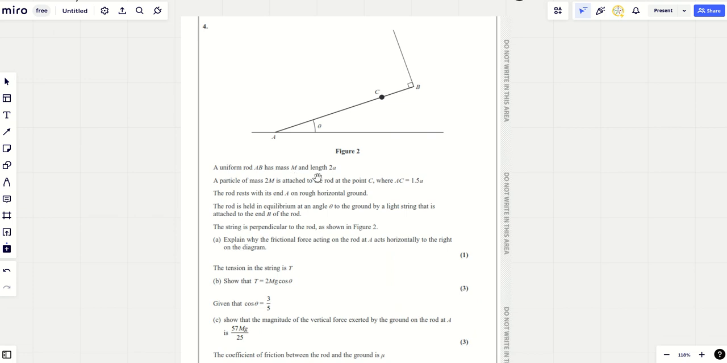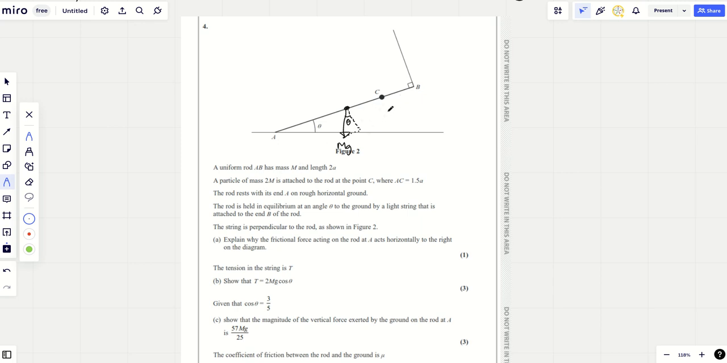Okay, so uniform rod, length 2a, particle mass 2m. Oh, and it's mass m. So let's get the weight on there straight away. So that's going to be mg. And when we get to the point where we go parallel to the bar, we're going to have to know that that's theta, just so we can resolve this force into a perpendicular force.